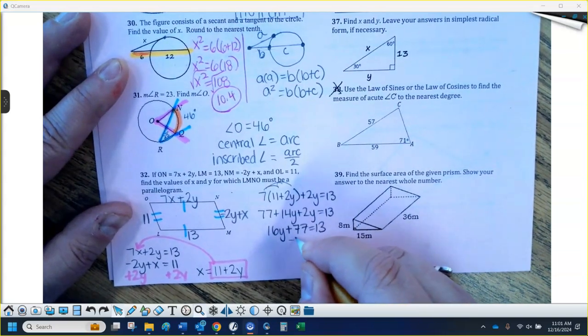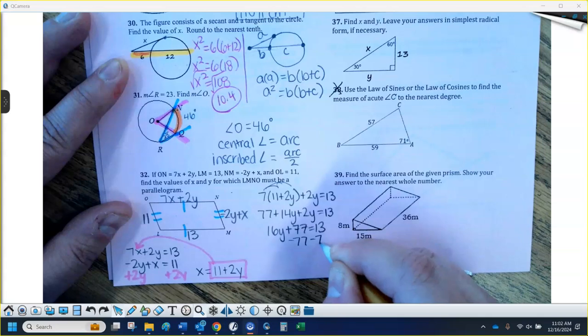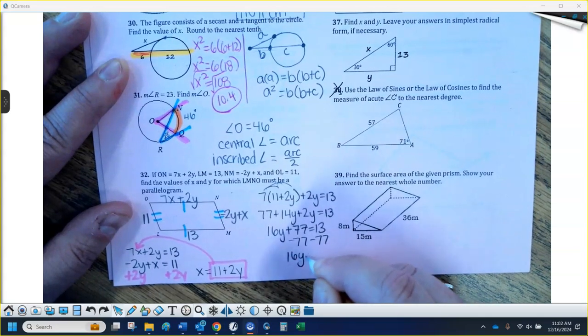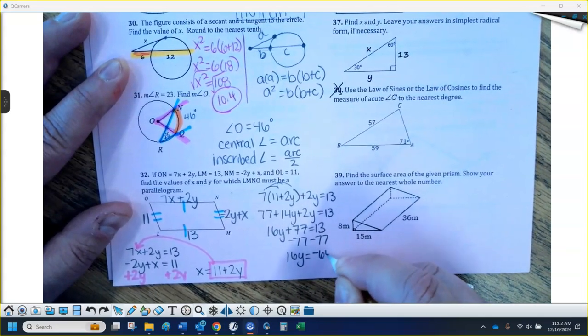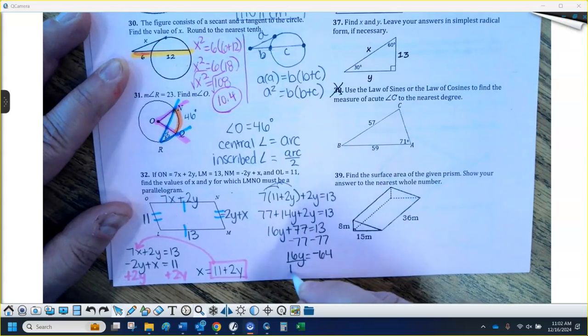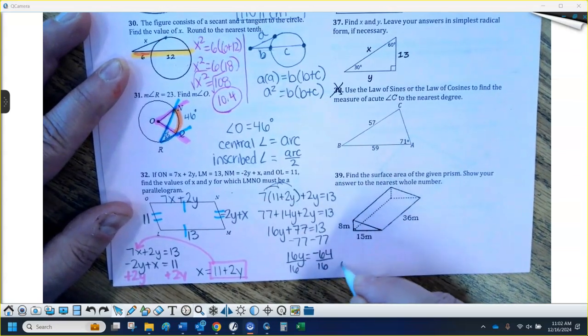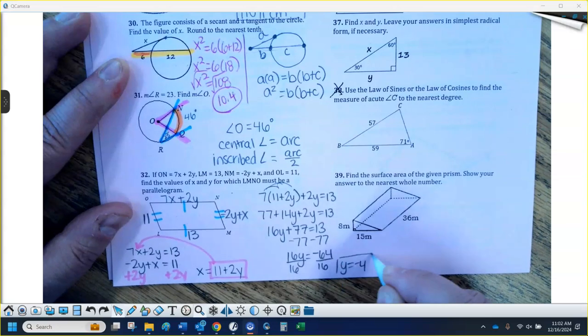I know you guys could solve this real quickly. So we're just going to subtract 77. You get 16y equals negative 64. And I'm going to divide by 16. So y is negative 4 there.